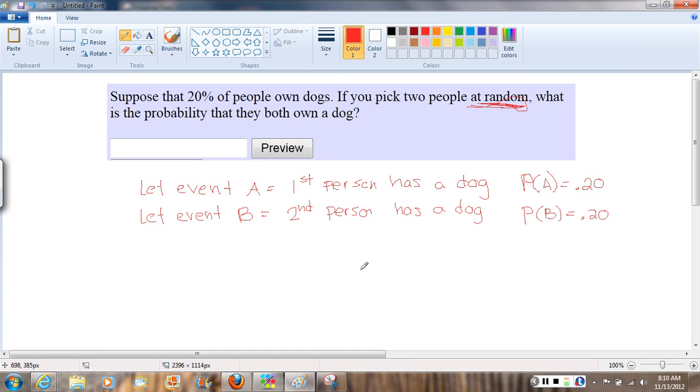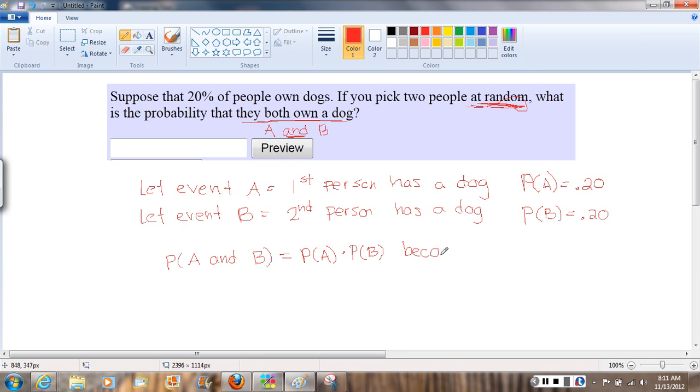So now if we use statistical notation to describe the probability we're looking at, we want the probability that they both own a dog. So that's really saying A happens, the first person has a dog, and B happens. For both events to happen, we're looking at an AND situation. So we're looking for the probability of A and B. And because we know A and B are independent, we can use the multiplication rule for independent events. We can say the probability of A and B is going to be the probability of A times the probability of B. And note, we're only allowed to do that because A and B are independent.